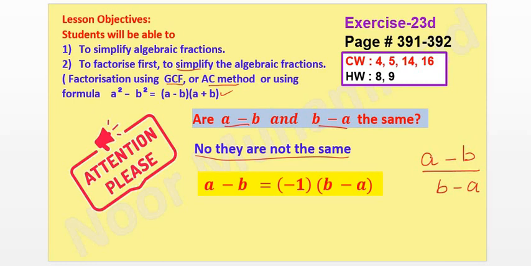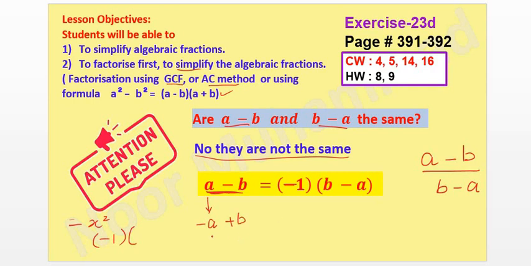How? Look at this. If I pull out -1 from the numerator, as you may remember from one of the exercises, where the x squared term was negative when using the AC method, we were pulling out -1, and all the terms left inside had their signs changed. So if I pull out -1 from a minus b, b becomes positive and a becomes negative, so a becomes negative a and negative b becomes positive b.